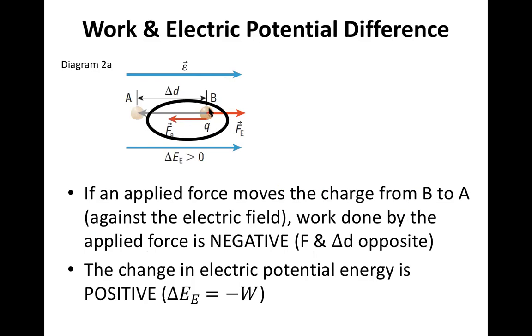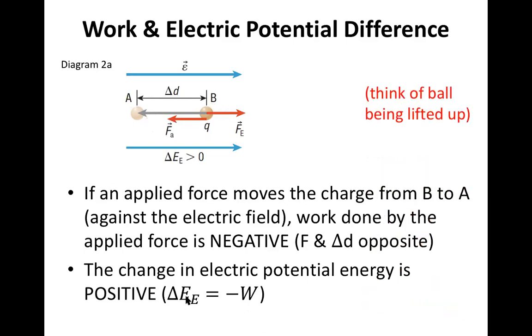Yeah, so the work done, if we're moving from B to A, then this is the direction of our displacement, and D and F are in opposite directions, so the work done by the field is negative, and the change in the electric potential energy is positive because the work done by the field is always the opposite direction as the potential energy change. So think of the ball being lifted up. We're going to gain stored energy. So that's why this is positive. And the work done by gravity would be negative.